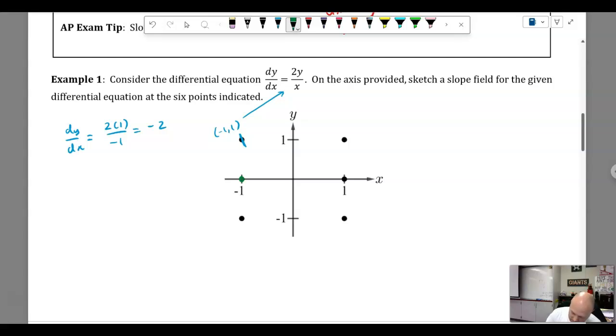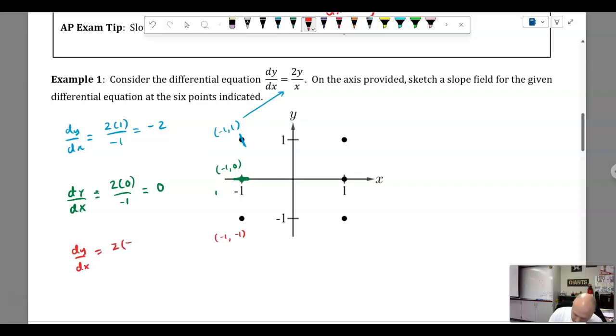for this value. This value is (-1, 0). So dy/dx here, if I plug in 2 times 0 divided by negative 1, that's going to be 0. So this is a flat slope field. Slope is 0. And then down here, the next one, this point is (-1, -1). So we'll get a pattern going here.